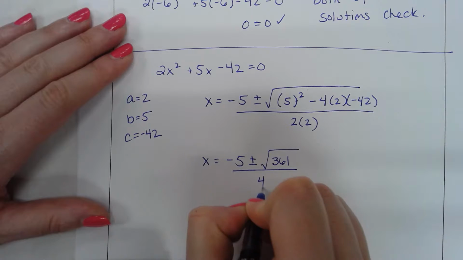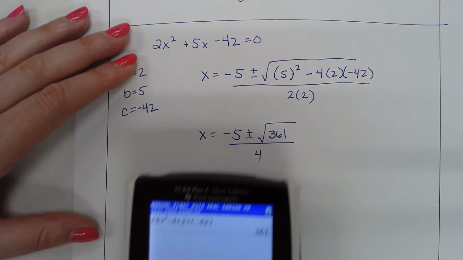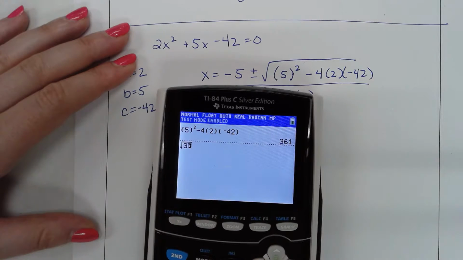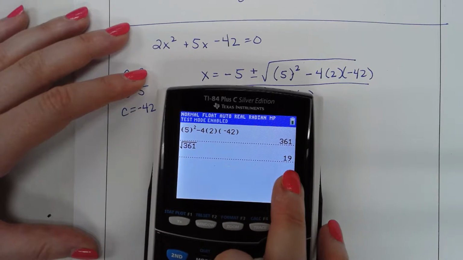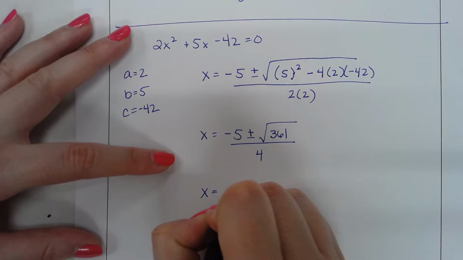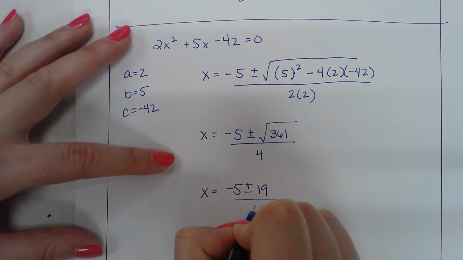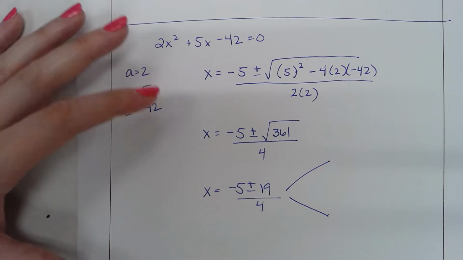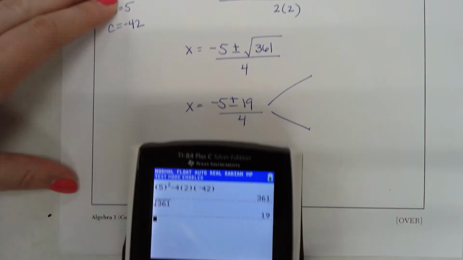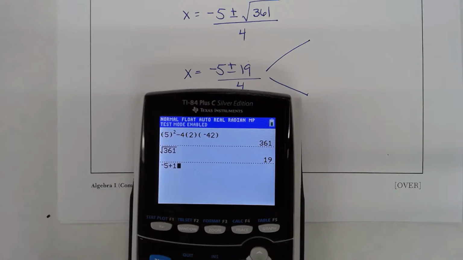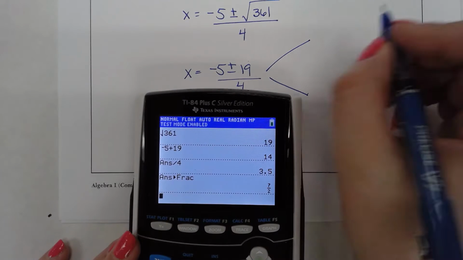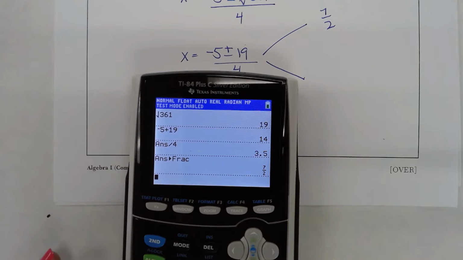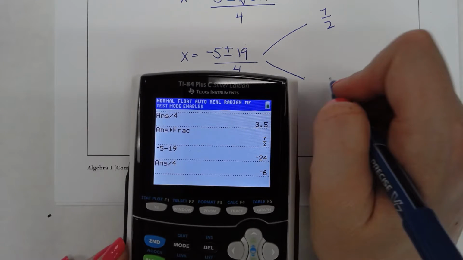over 4. So now what I want to do is check, is 361 a perfect square? And it is. The square root is 19. So x equals negative 5 plus or minus 19 over 4. Now I can branch this. So I can do negative 5 plus 19 divided by 4, and I've got 7 over 2. Negative 5 minus 19 divided by 4, and I've got negative 6.